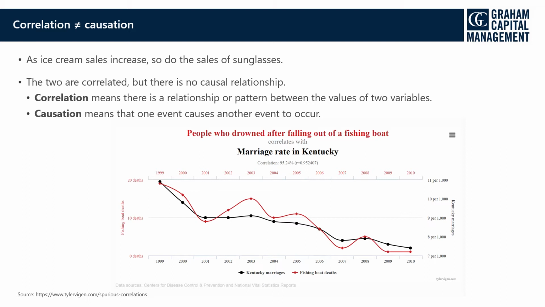There are loads of examples on this. There are whole websites devoted to weird things that have positive correlations but are clearly unrelated. I picked this one at random. There is a very strong positive correlation between people who drown falling out of a fishing boat and the marriage rate in Kentucky.